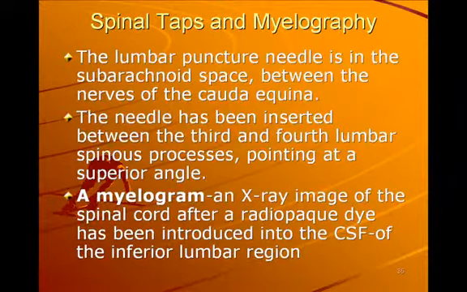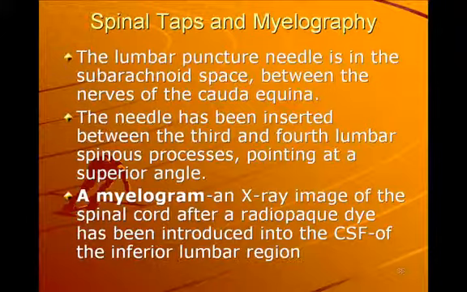The lumbar puncture needle is in the subarachnoid space between the nerves of the cauda equina. The needle has been inserted between the third and fourth spinous process. That's an excellent place to make the puncture site, because remember, the spinal cord stops at about L1, so certainly at the lumbar 3 and 4 area there should be no spinal cord.